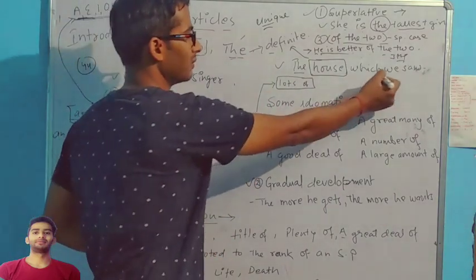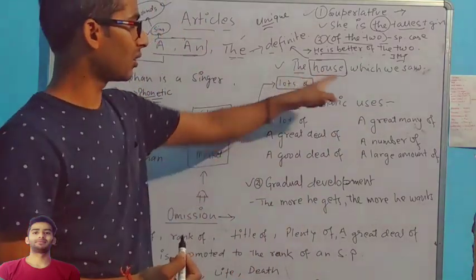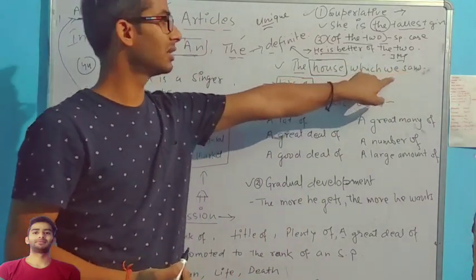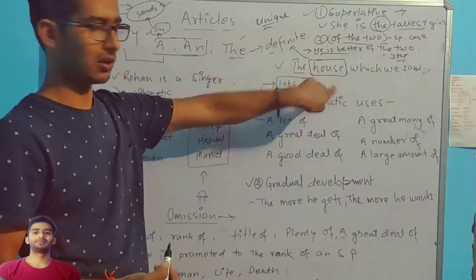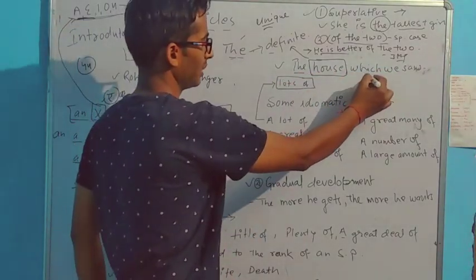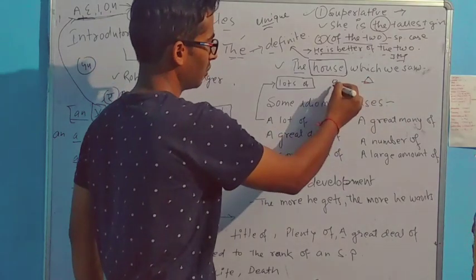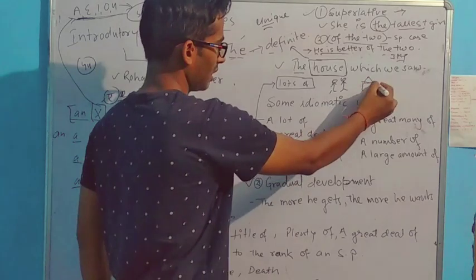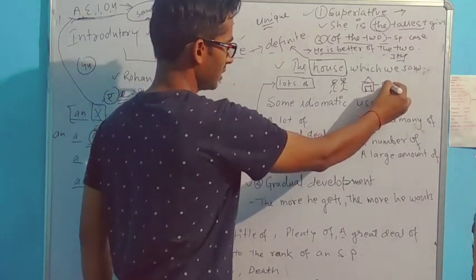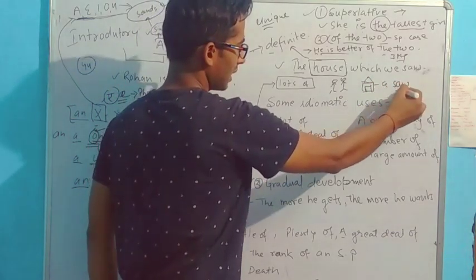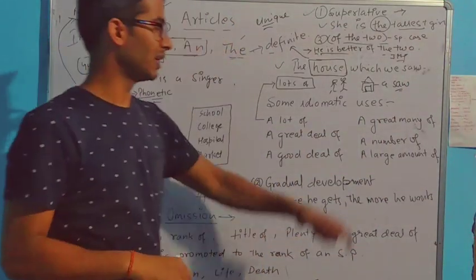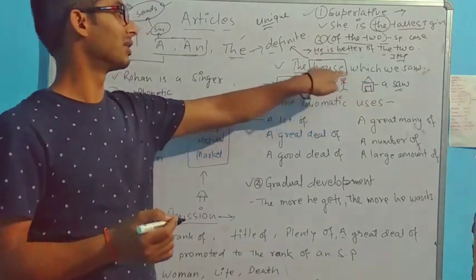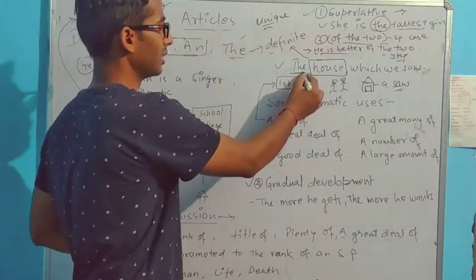The house in which we, the house which we saw. It means we saw that house. Okay, it means we were going somewhere. Okay, we saw a house, and later we are talking about that house, that particular house. So that's why we are using the here.